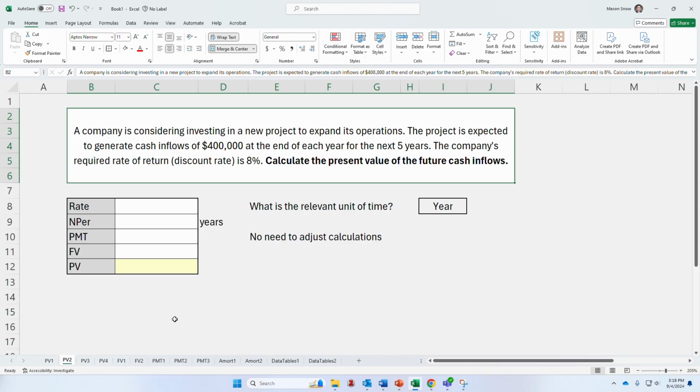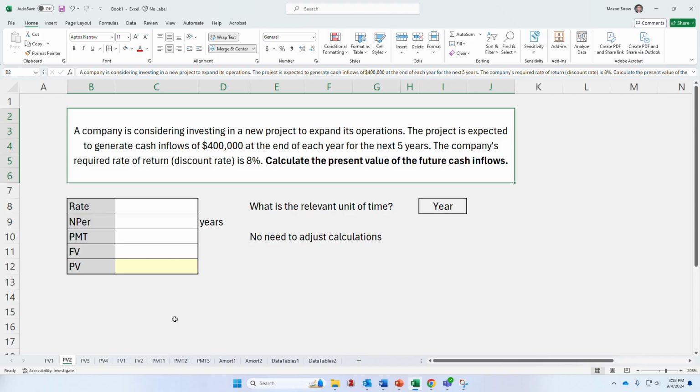It's always important to read these questions carefully. A company is considering investing in a new project to expand its operations. The project is expected to generate cash inflows of $400,000 at the end of each year for the next 5 years. The company's required rate of return, or discount rate, is 8%. Calculate the present value of the future cash inflows.